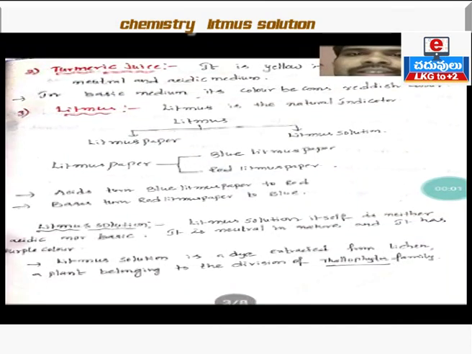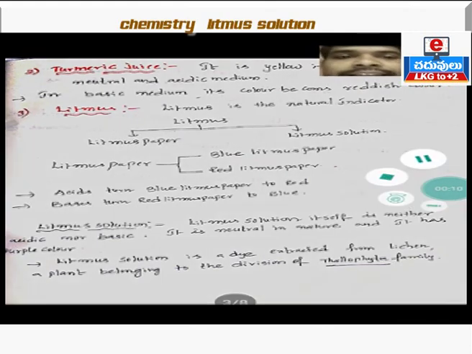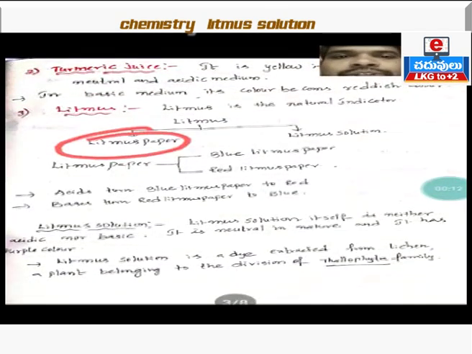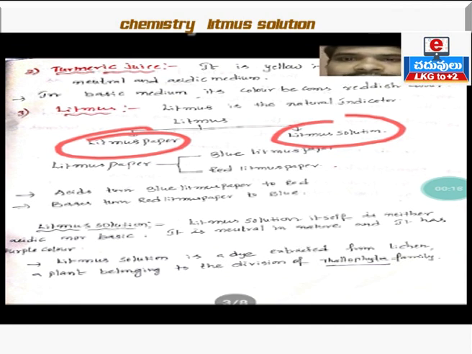Hello students, let us come back to our class. And next one is litmus. Litmus is one of the natural indicators, and litmus is available in the form of litmus paper and litmus solution. Clear? So in the laboratory, litmus is available in the form of paper and litmus solution. Clear? And litmus paper is a very familiar and famous indicator to you.